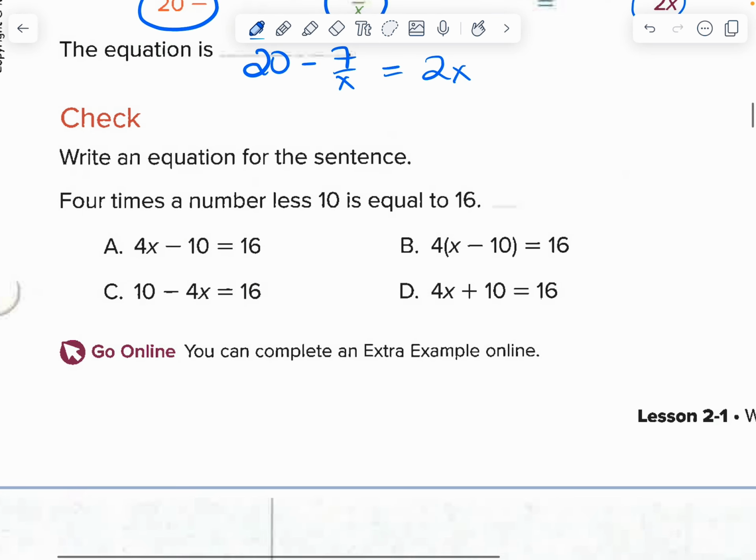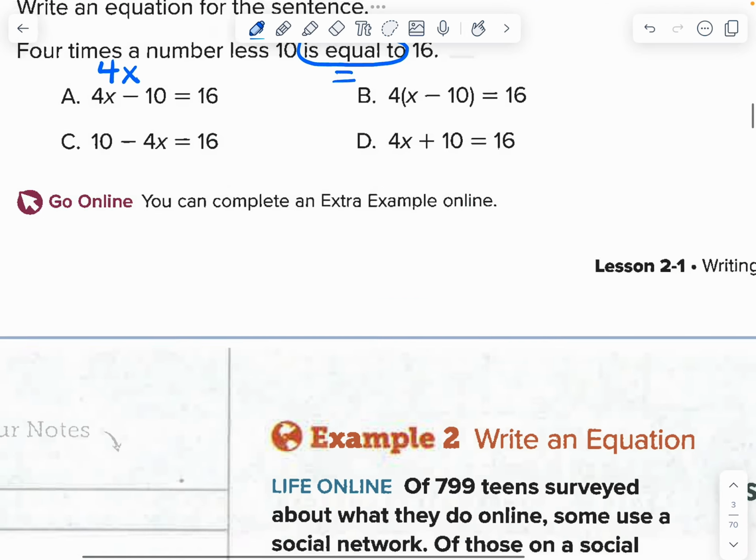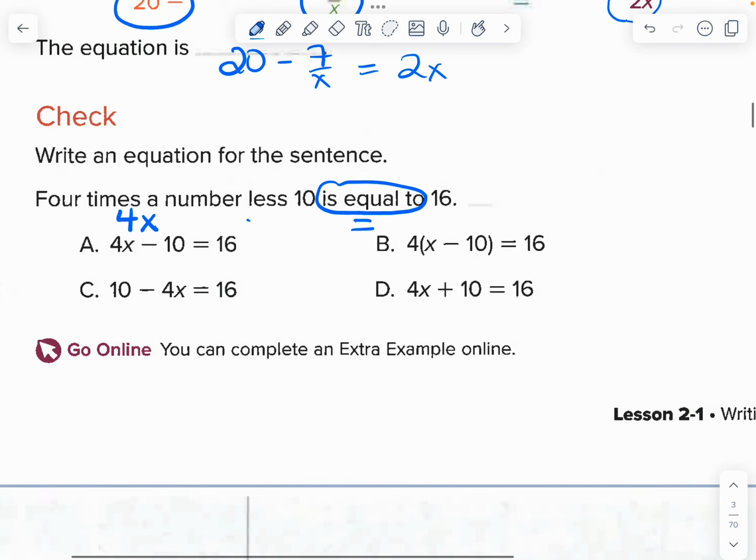So here, 4 times the number less 7 is equal to 16. Okay, so this right here tells me my equal sign. So I'm going to put the equal sign here. It says 4 times the number, 4x. Less, so that's minus 7, is equal to 16. So which one looks like that? This one right here looks like that.